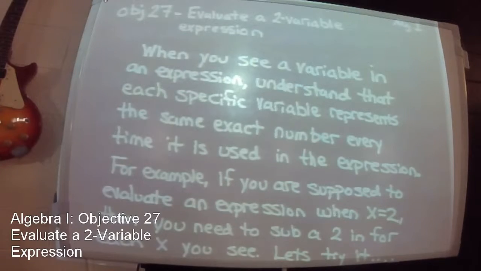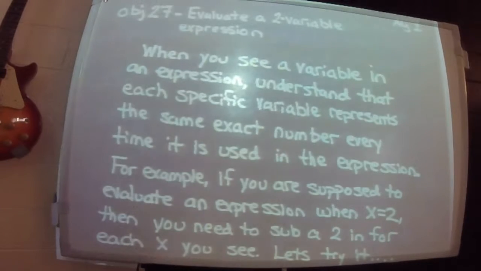All right, here we go. Evaluated two variable expression. Yesterday, we did expressions that had one variable in them, like y over 82 or y over 4 or something. This time you're going to have two variables in the expression.